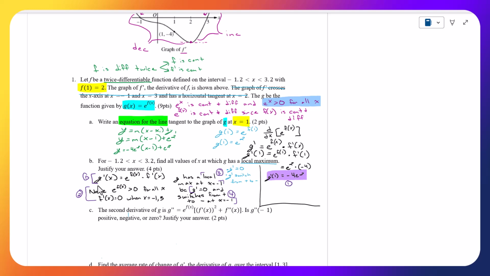And I gave you half of a point right there when I said that e to the f of x is greater than 0. If you said that, and that f prime equals 0 there, that's finding your critical points. And then a third point for getting the correct answer, saying it was a local max at x equals -1. And then a fourth point for your justification: g prime equals 0 and switches from plus to minus at x equals -1.